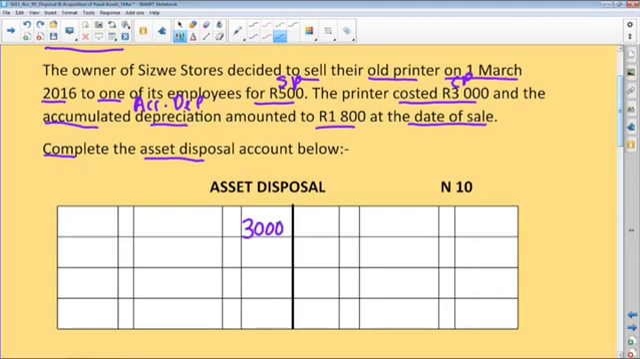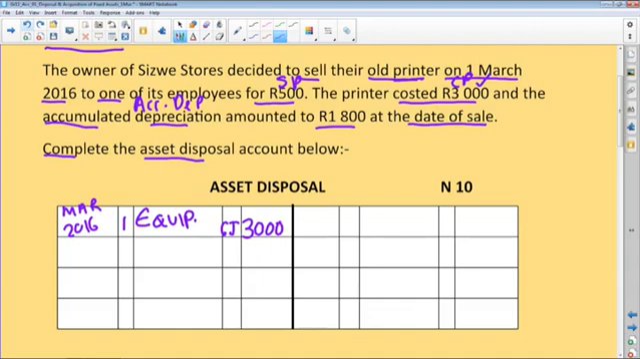So on the debit side of this account, the cost price, 3,000 Rand. There would have been an entry in the general journal. The other account affected would have been not vehicles, let's just erase that. Selling a printer, so the other account affected will be equipment. This sale is taking place on the 1st of March 2016. So I've recorded my cost price.